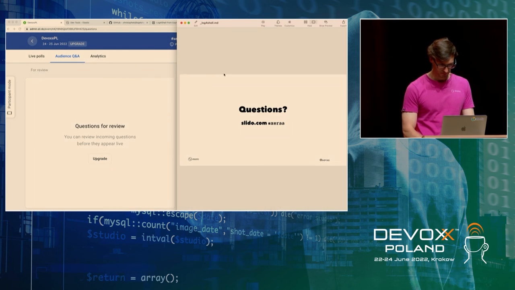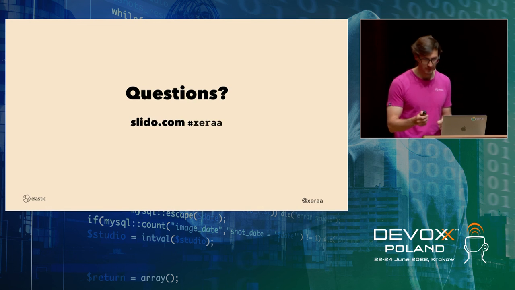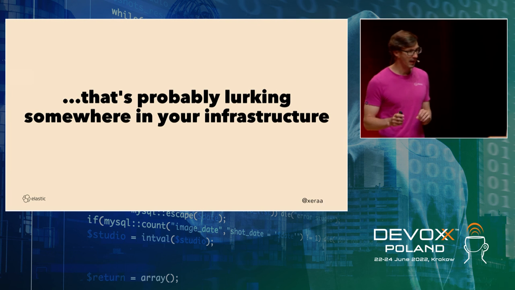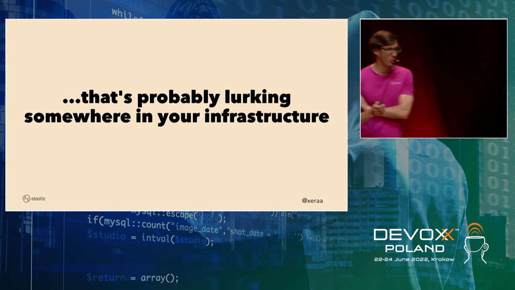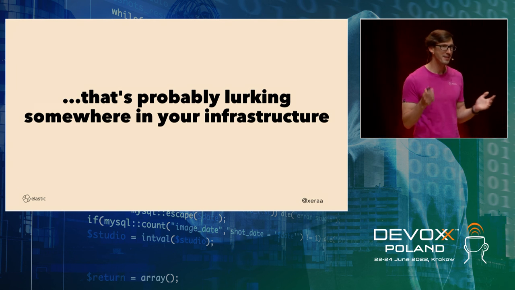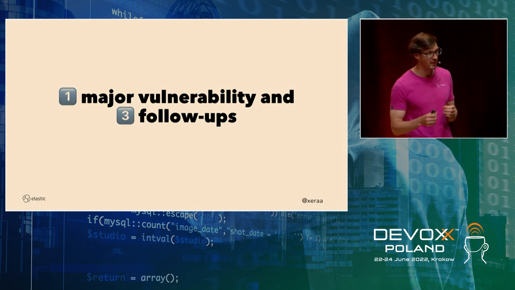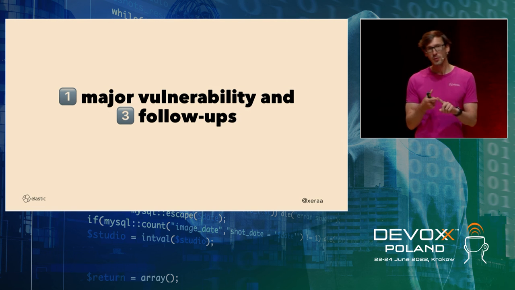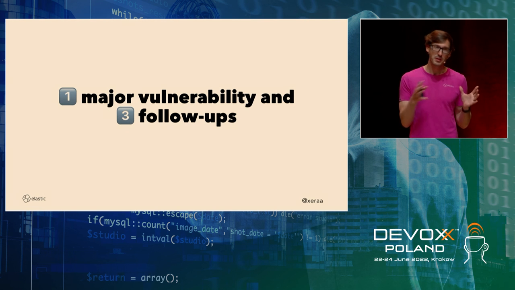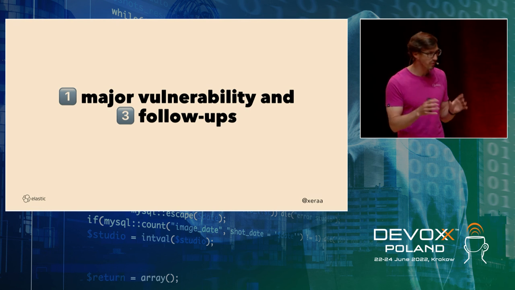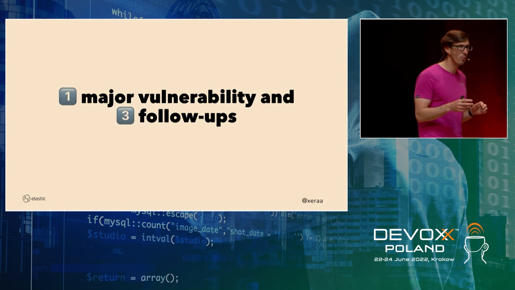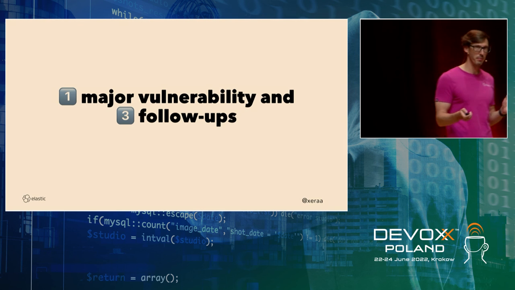So to wrap up, it is a mess, for sure, and it's probably lurking somewhere in your code, but how bad it is really depends on how quickly you update. And for the four vulnerabilities, the first one was really bad. The three other ones were more follow-ups and minor things in comparison. So if you patch the first one, patch all four. But the first one you really should. The other three are more like noise and confusion around the bigger thing.